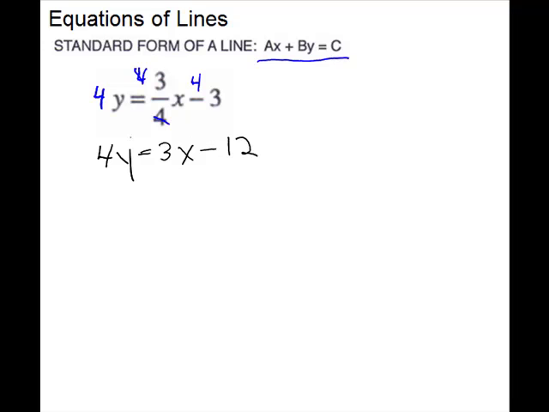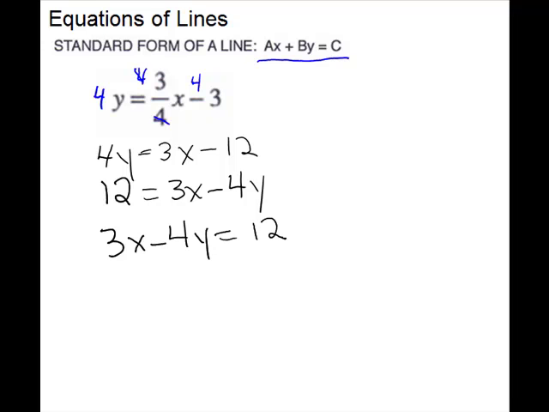Now we want the x and y on the same side, the constant on the other side. So I'm going to keep the 3x on the right-hand side. I am going to subtract the 4y to get it on that side. Then I need to get my constant on the other side. So I need to move this 12. It's subtracted. So I'm going to add or put a positive 12 on the other side. And now I have my x and y on the same side. So 3x minus 4y equals 12 is in standard form.